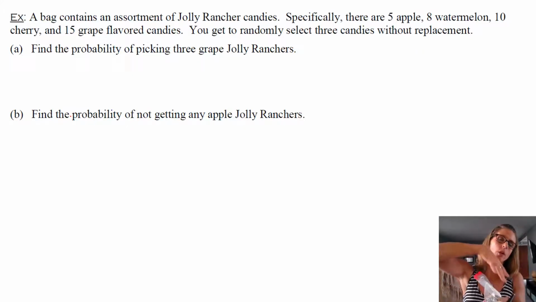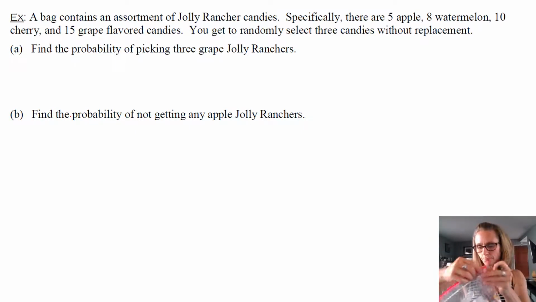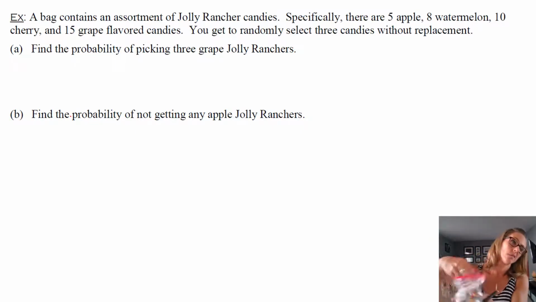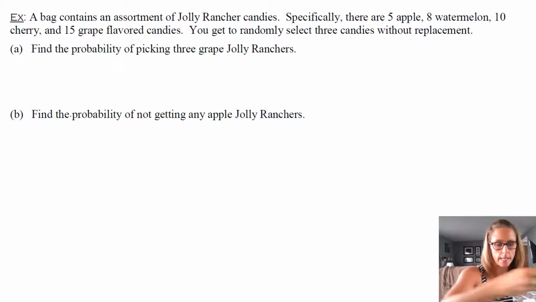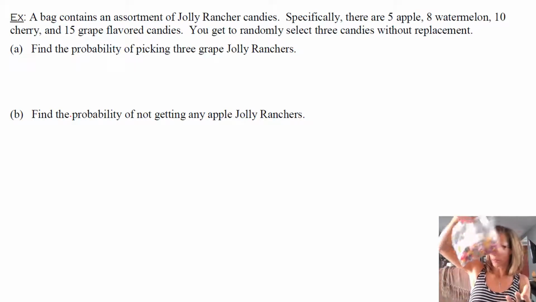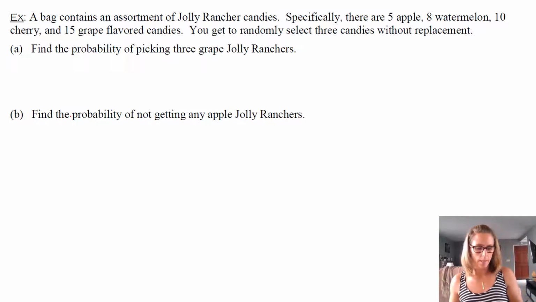We're going to put our hand in, pull out a candy without looking, and set it to the side. Then we're going to pull out another, set it to the side, and pull out another, set it to the side. So that's the idea. This is classical probability because we have all the Jolly Ranchers in this bag, and we just need to find out the probability of certain things.